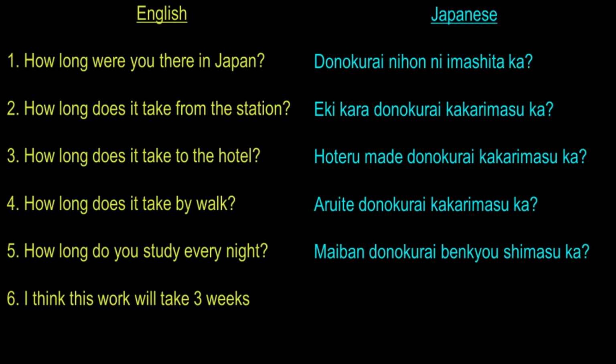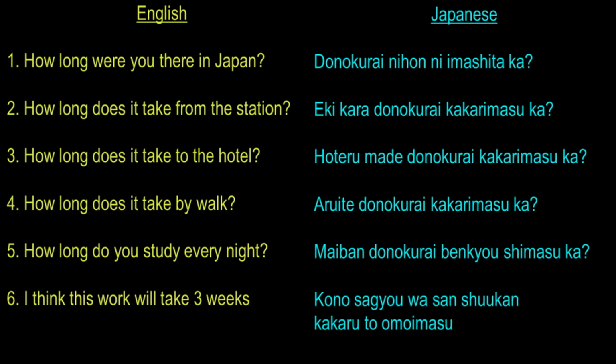Let us go to the last sentence. This is kono, work is sagyo, 3 weeks is sanshukan, and to take when referring to time is kakarimasu. You also know the verb omoimasu, which means to think. And the sentence pattern, plain form to omoimasu, is used when a sentence starts with I think. Since the plain form of kakarimasu is kakaru, the translation will be Kono sagyo wa 3 shukan kakaru to omoimasu.